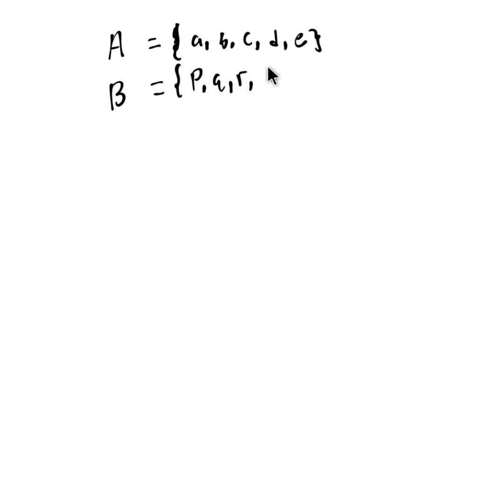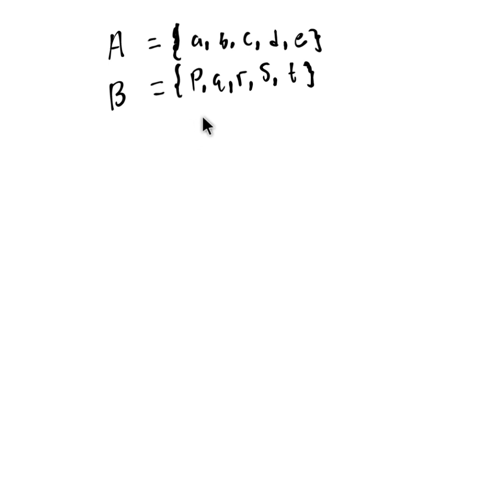Now consider a set A that contains 5 elements, which are A, B, C, D, and E. Now consider another set B, which has also 5 elements, which are P, Q, R, X, and T. Since the number of elements in set A, which is 5, is also equal to the number of elements in set B, which is 5, then set A and set B are said to be equivalent.